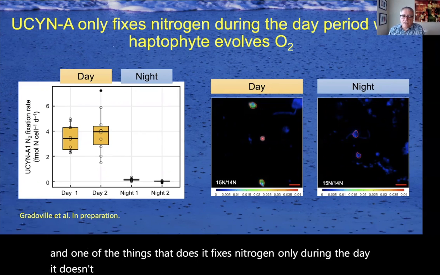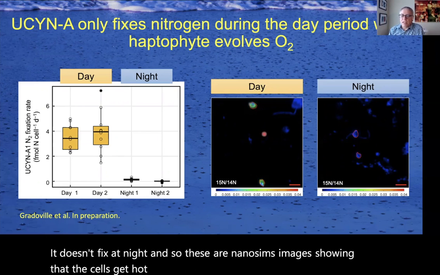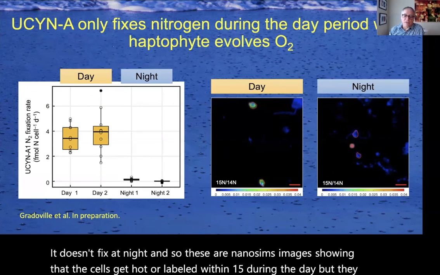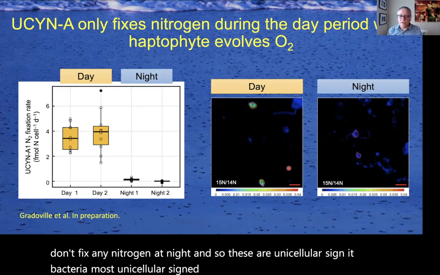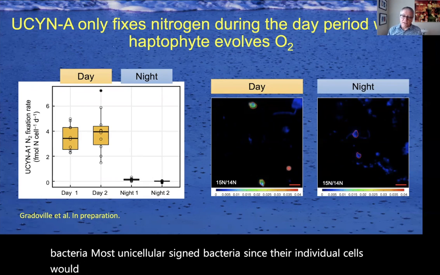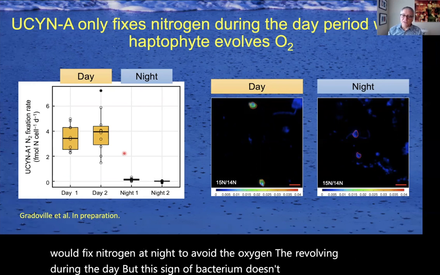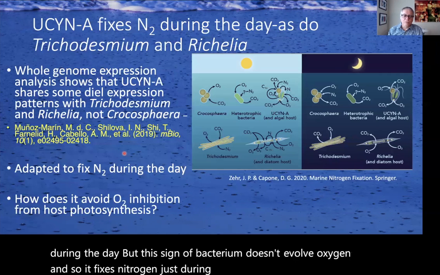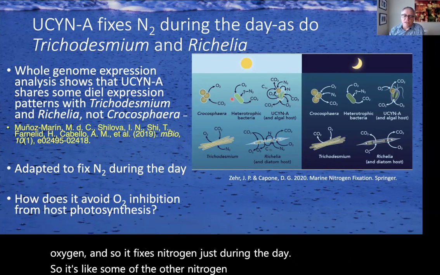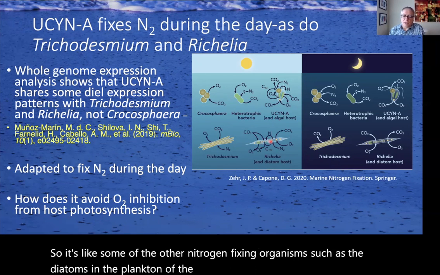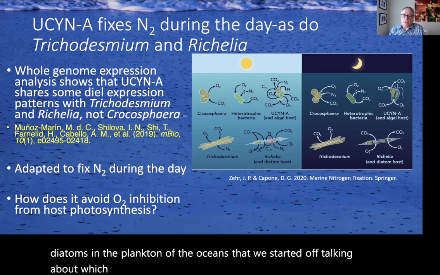And so these are nanoSIMS images showing that the cells get hot or labeled with N15 during the day, but they don't fix any nitrogen at night. And so these are unicellular cyanobacteria. Most unicellular cyanobacteria, since they're individual cells, would fix nitrogen at night to avoid the oxygen they're evolving during the day. But this cyanobacterium doesn't evolve oxygen, and so it fixes nitrogen just during the day. So it's like some of the other nitrogen-fixing organisms, such as the diatoms in the plankton of the oceans that we started off talking about, which evolve oxygen during the day, but they have specialized cells.